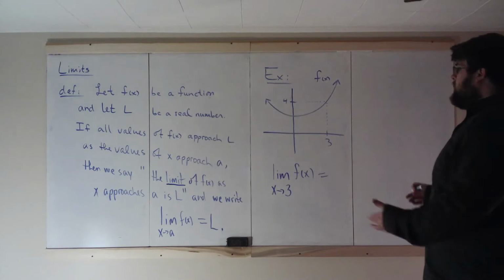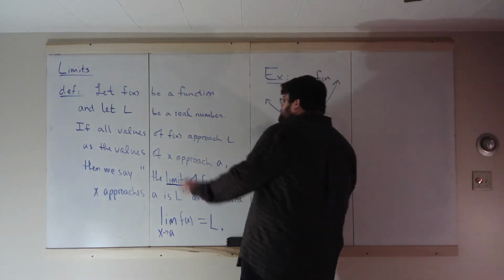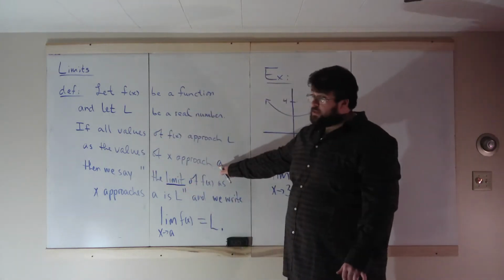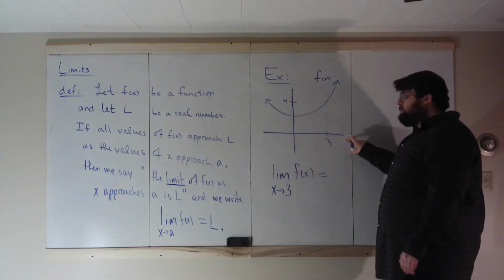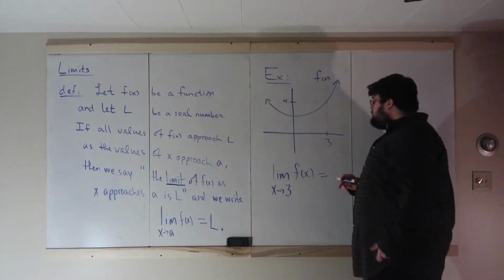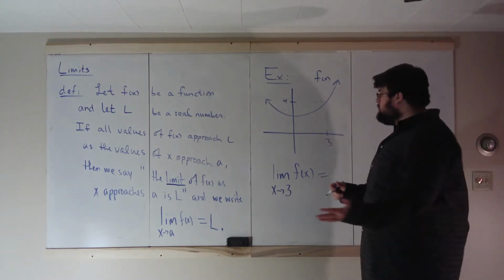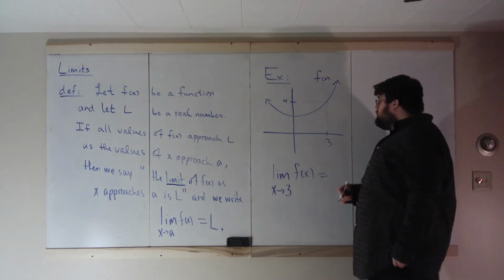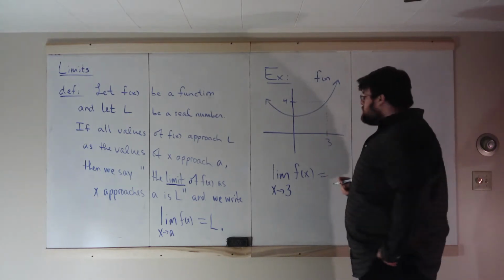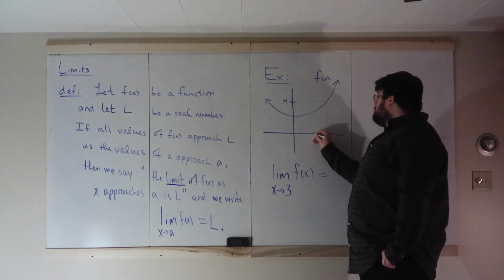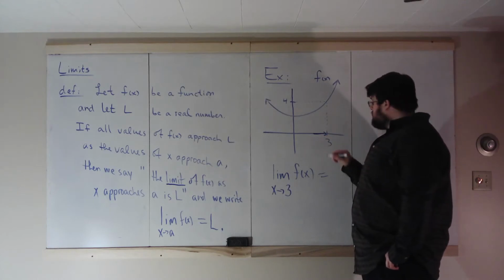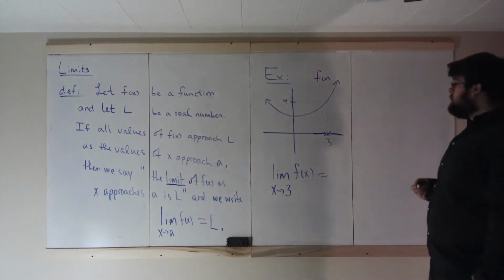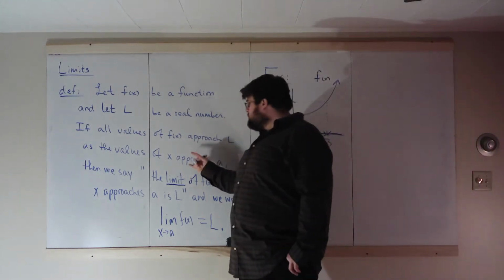Well, what does the definition say? If all values of f of x approach some L as the values of x approach, in this case, 3. Remember, we have x values on our x-axis. How can we approach 3? On this x-axis, I see two ways that we can approach 3. This way, we can approach 3. And this way, we can approach 3. So we have two different ways of approaching 3.